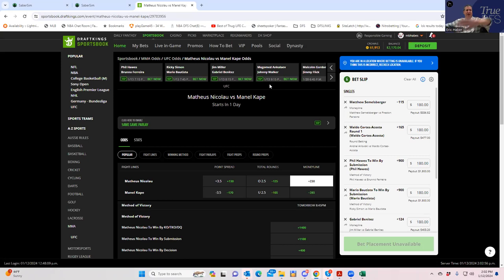So these are the things that we can't do. We can't really play Ankalaev late. We can't play him by decision. And unfortunately, we can't play Walker early, because that's his path. So all we can really do is some variation of Ankalaev early. And if that's the case, we have to pick a particular round and a method if we're going to get 11-1 or the ridiculously atrocious Johnny Walker by decision.